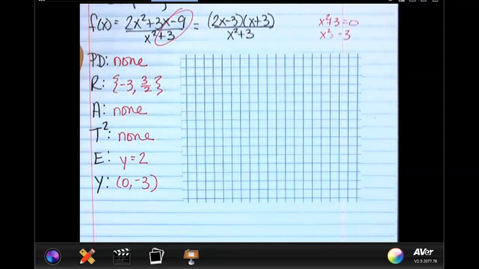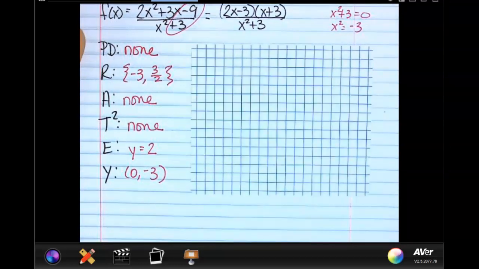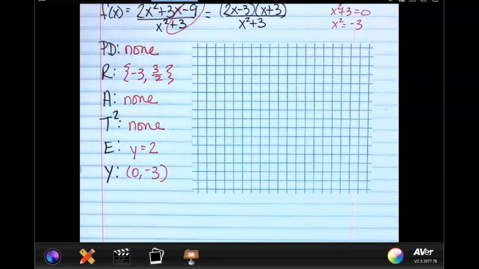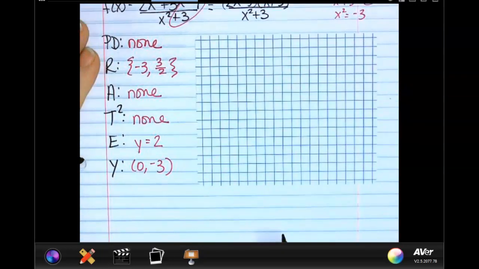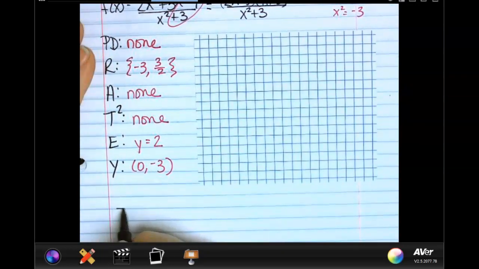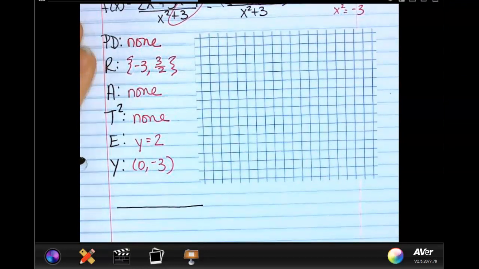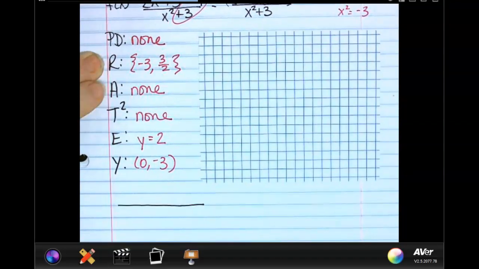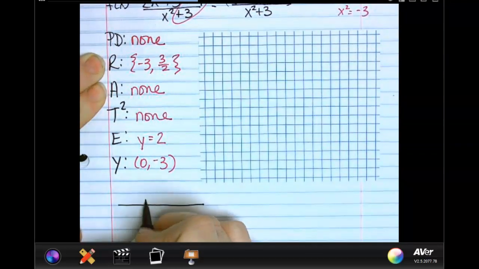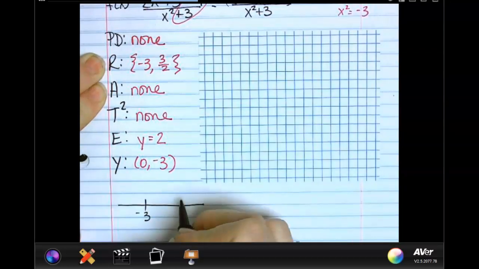All right, so before we even graph, like I said, I wanted to get it on there so that we could make this work. We're going to do our number line. How many things go on the number line? Yes, 2. The things that go on your number line are your roots and your vertical asymptotes. I only have roots. I don't have any vertical asymptotes. So I'm going to have a negative 3 and a 3/2.